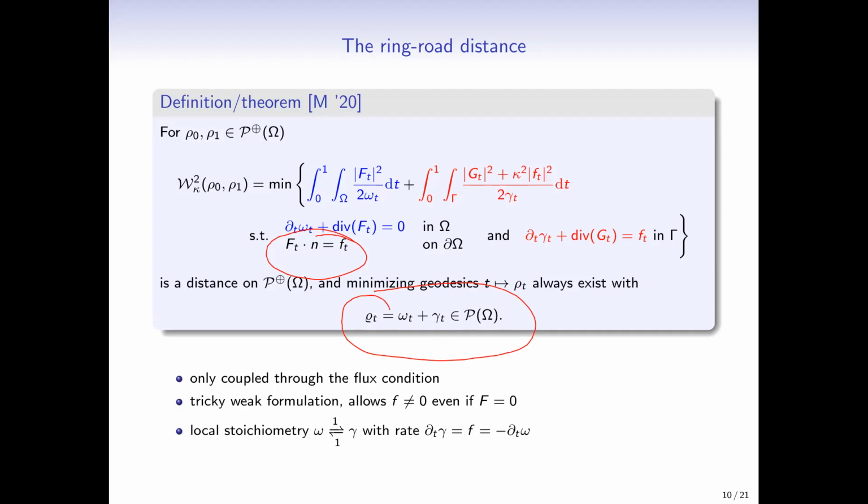So the coupling only occurs through this kind of flux condition, but it's actually quite tricky. If you write down carefully the weak formulations of these two continuity equations, you realize that little f can be non-zero, although capital F is zero, which might seem weird, right? Because if you write here that the outflux of capital F must be little f, it seems weird that little f is non-zero, although capital F is zero. And this is because essentially I'm allowing blue cars to be already on the road somehow. They just have not paid the toll yet, but blue cars can charge the boundary of omega themselves.